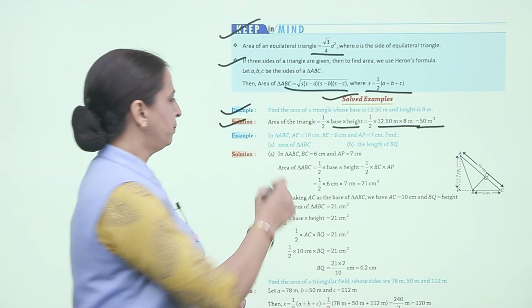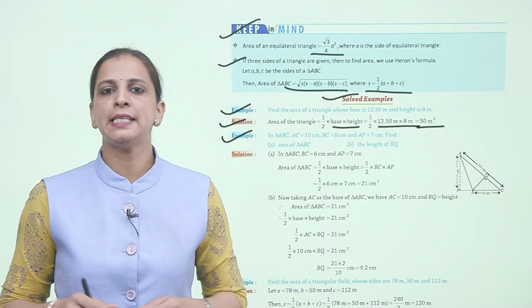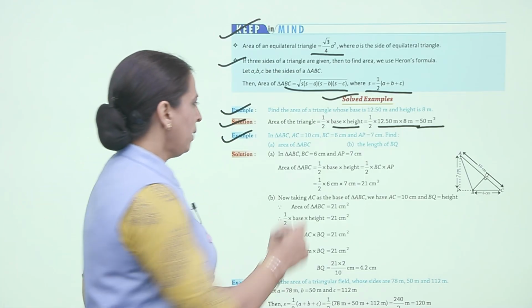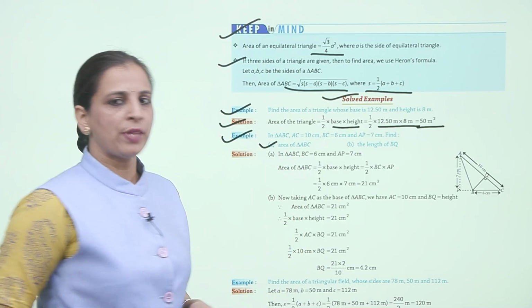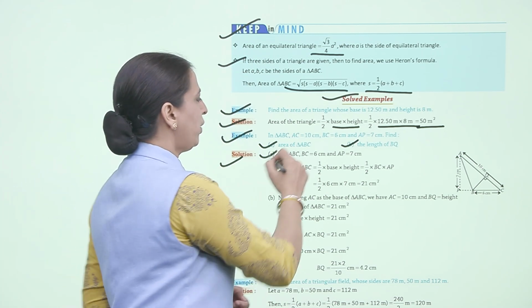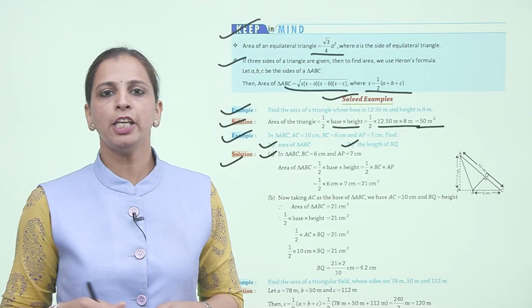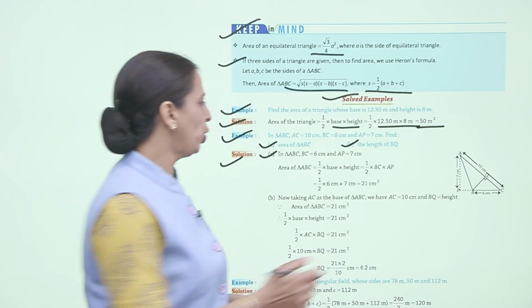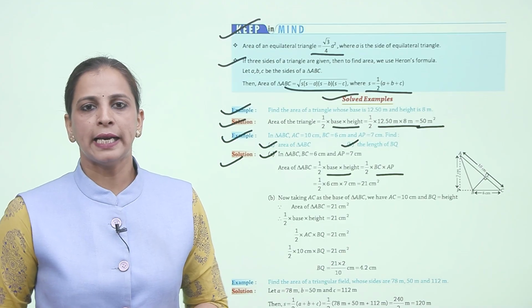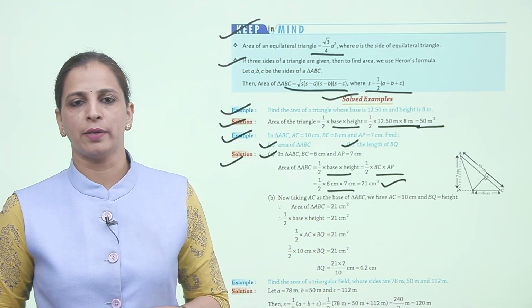Now next example. In triangle ABC, AC is 10 centimeter, BC is 6 centimeter and AP is 7 centimeter. Find A, area of triangle ABC and B, length of BQ. Solution करते हैं इसका. A, in triangle ABC, BC is 6 centimeter and AP is 7 centimeter. Area of triangle ABC is 1 upon 2 into base into height, that is 1 upon 2 into BC into AP. That is 1 upon 2 into 6 into 7, that is 21 centimeter square. Now B.